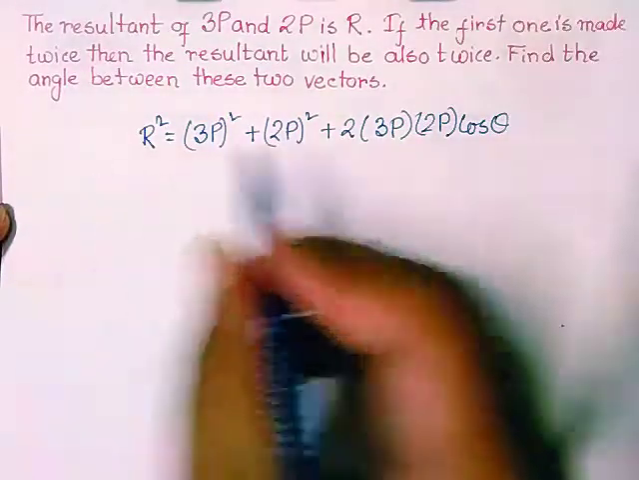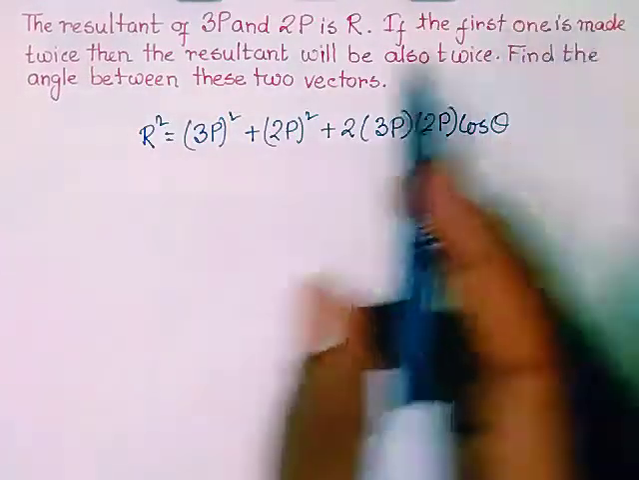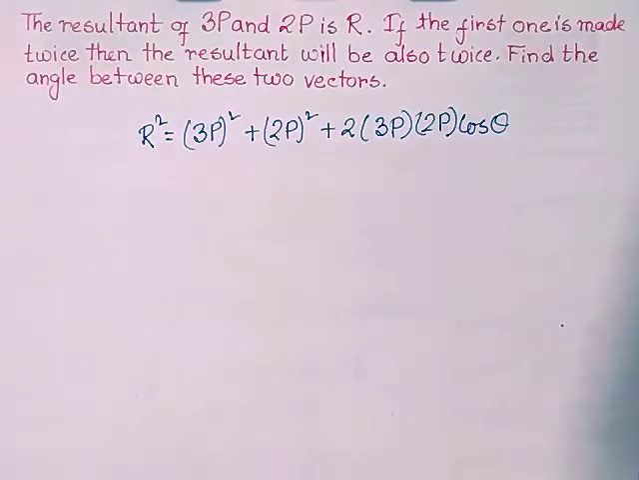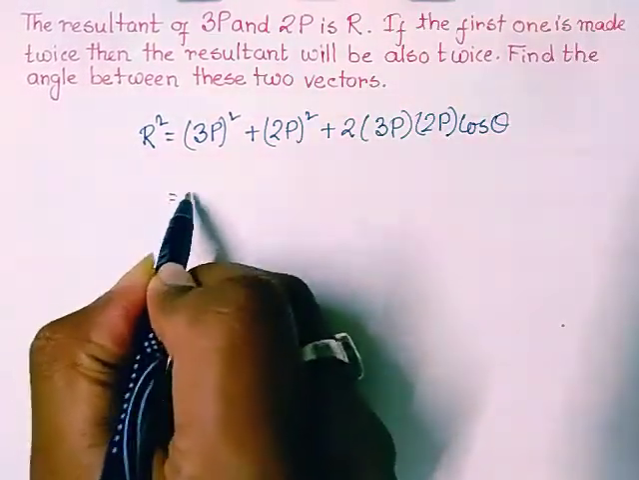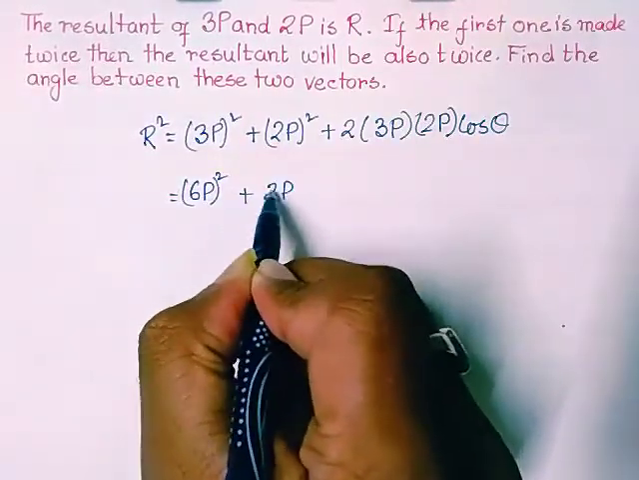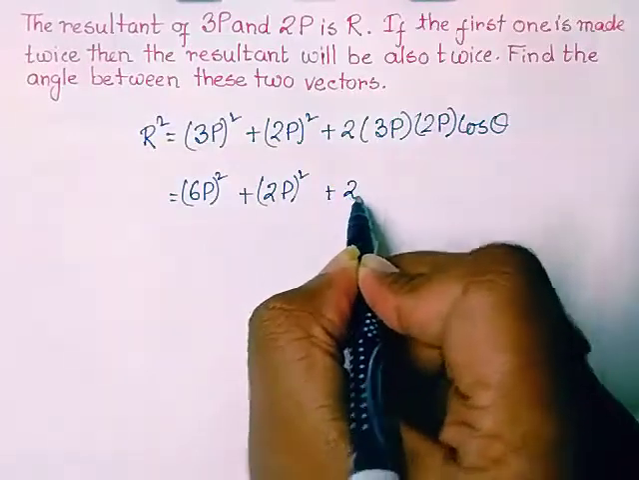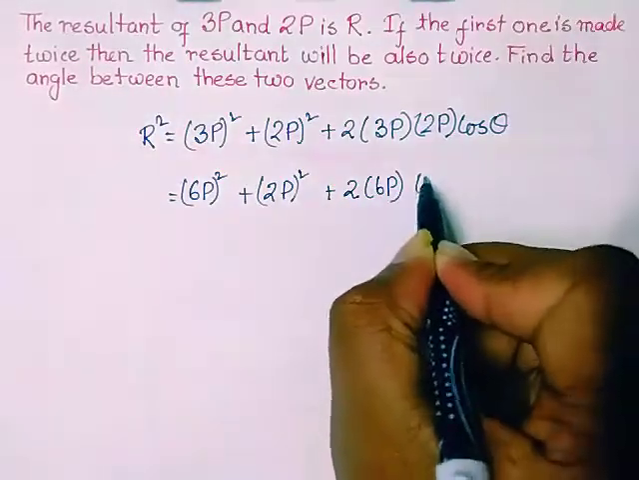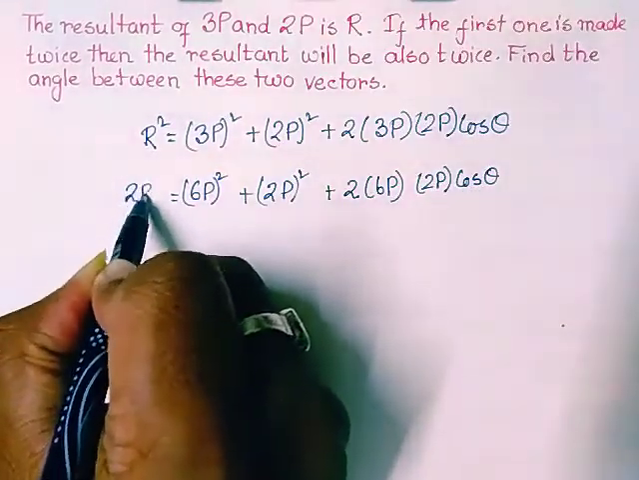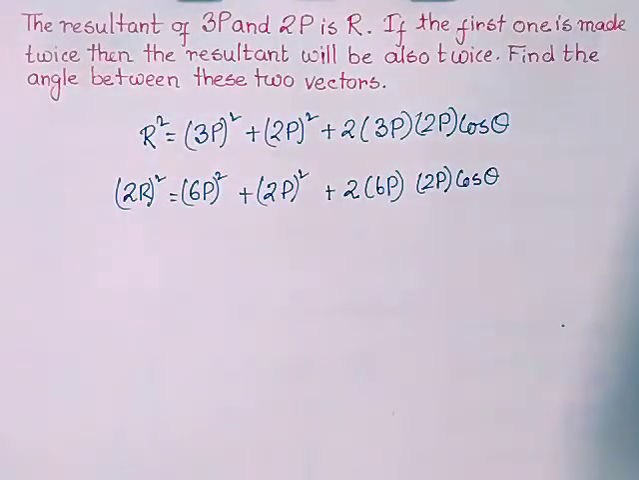Okay, and if the first one is made twice, first one means 3p, then the resultant will also be twice. So if the first one is made twice, then it is 6p whole square plus 2p whole square, the 2p will not change, plus 2 into 6p into 2p into cos theta, and the resultant will also be made twice. So these are two equations. We have to solve these two, and we have to find out the angle between these two vectors.